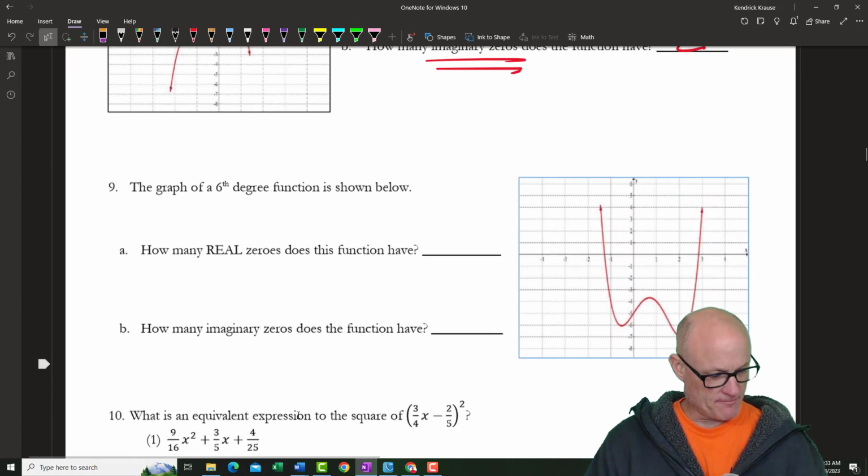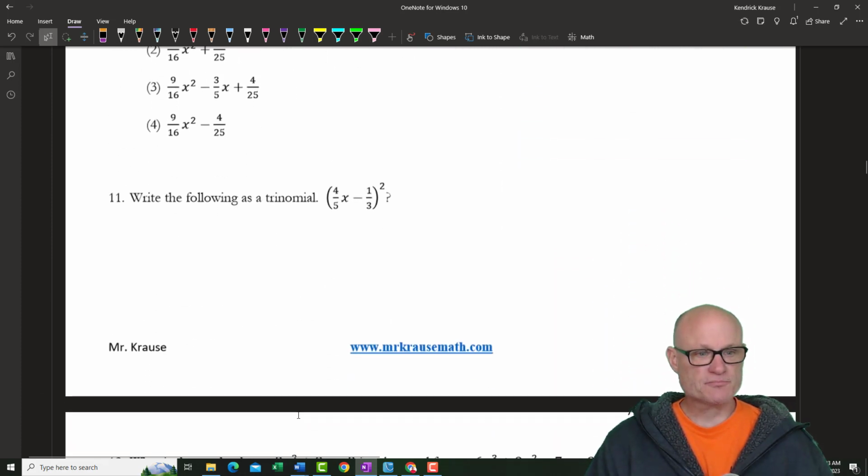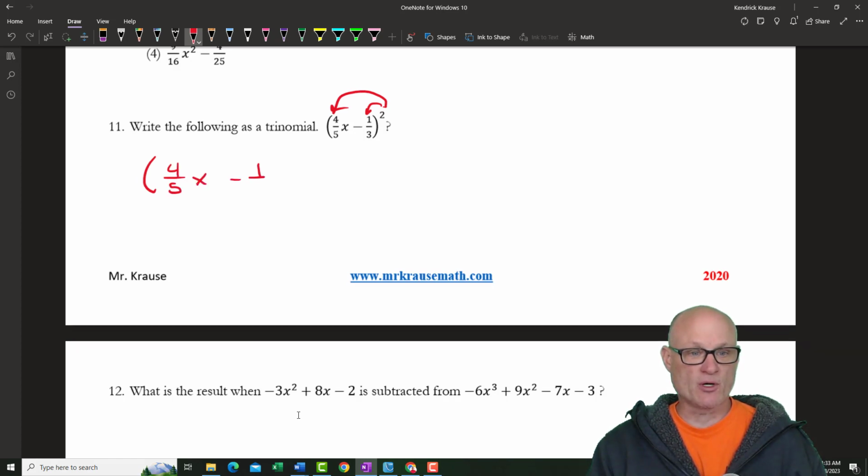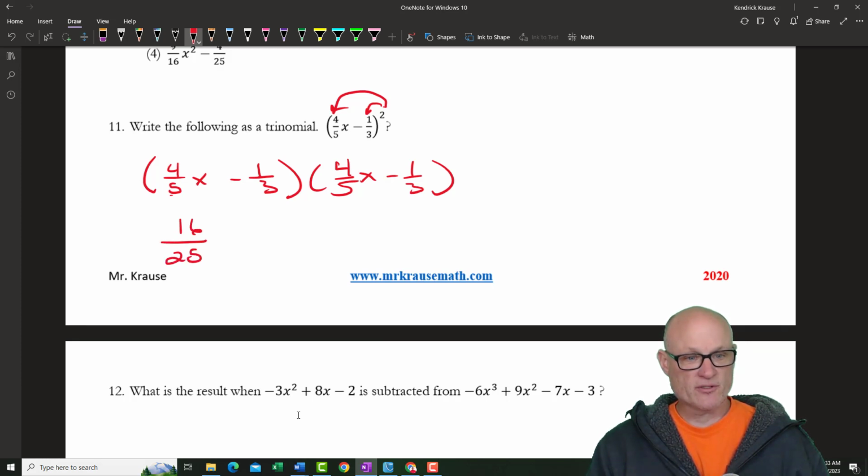Then we're going to 11. I'm going to write this out. So I want to write this as a trinomial. Now, what some dumb fool would do is square this and forget we're actually writing this twice. So 4/5 x minus 1/3 times 4/5 x minus 1/3. Hopefully that's more of like a 4. Let's try to make that a 4. All right, so 4/5 times 4/5, that's 16/25 x squared.